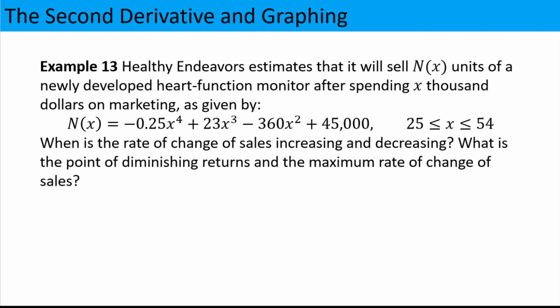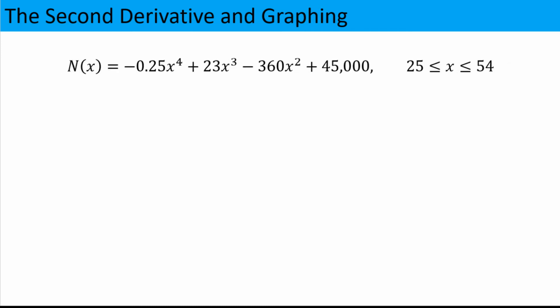Healthy Endeavors estimates that it will sell N of X units of a newly developed heart function monitor after spending X thousand dollars on marketing, as given by N of X equals negative 0.25x to the fourth plus 23x cubed minus 360x squared plus 45,000 for X between 25 and 54. What is the rate of change of sales increasing and decreasing? And what is the point of diminishing returns and the maximum rate of change of sales?